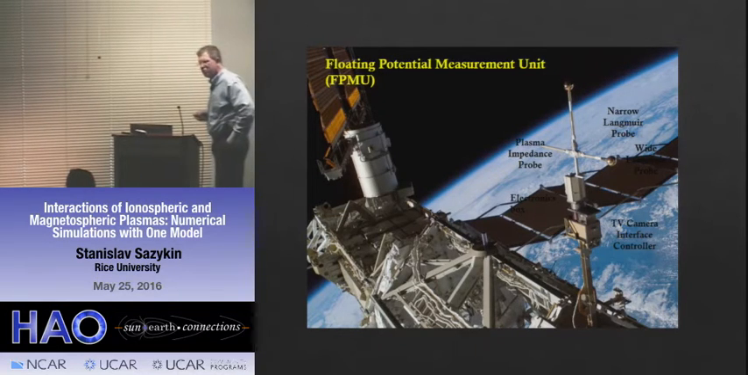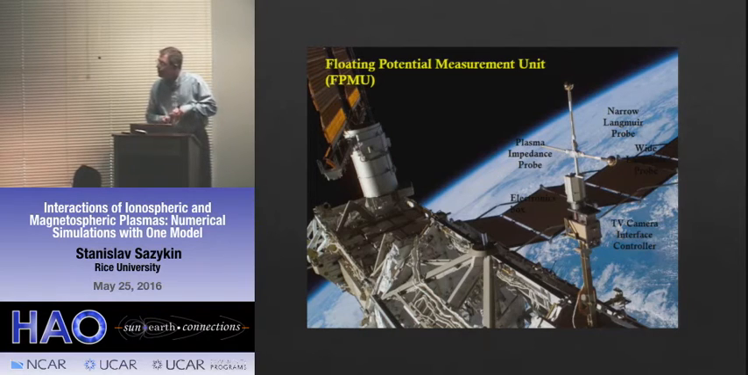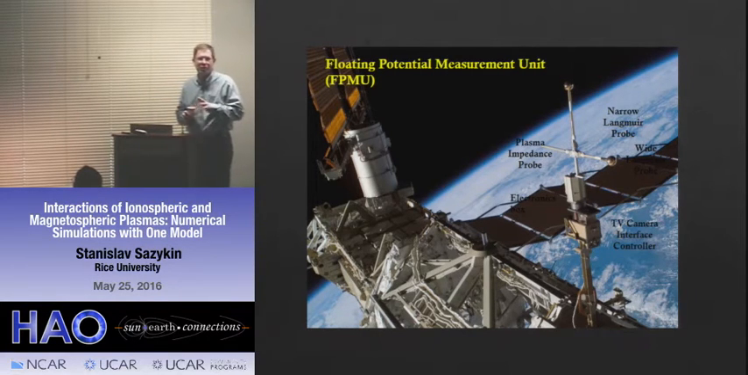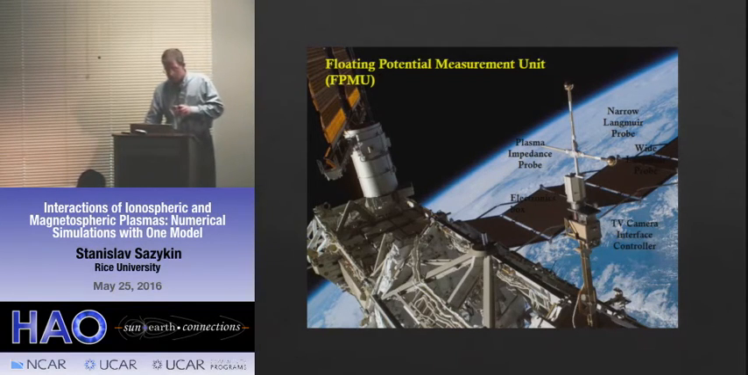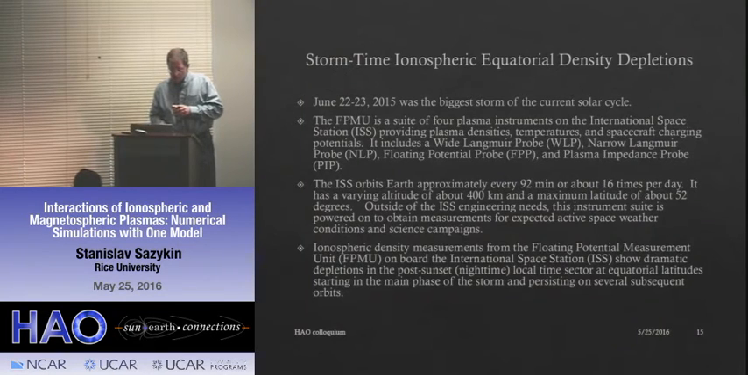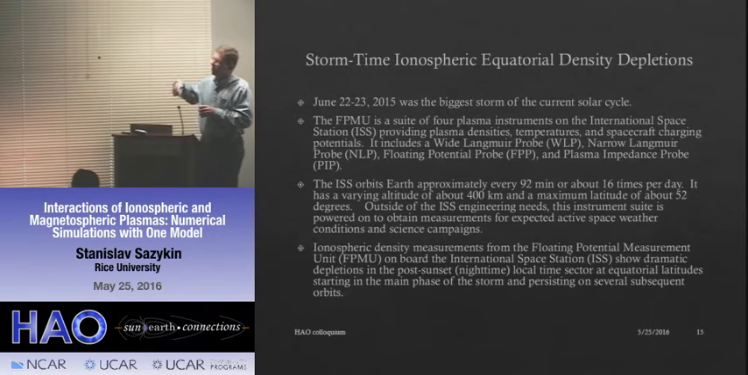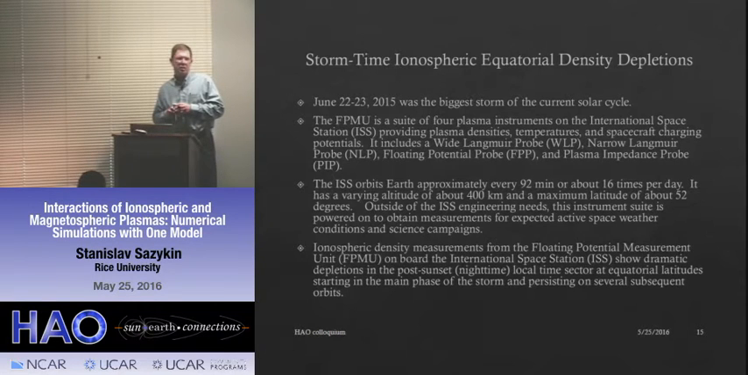It was put there for engineering purposes originally, to study spacecraft charging. But they found a way to back out electron densities. It's a very nice instrument, and this data is now available. It has been available for a while. So it provides plasma electron densities, also temperatures, but I'm not going to look at temperatures. And the space station basically has a low latitude orbit with a period of about 92 minutes at about 400 kilometers. So it goes through the topside F region.